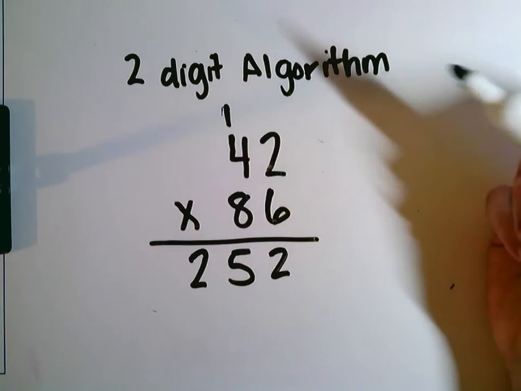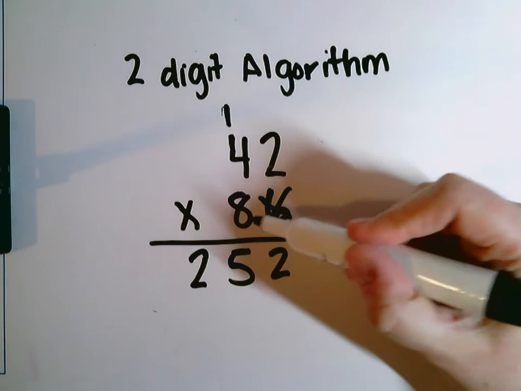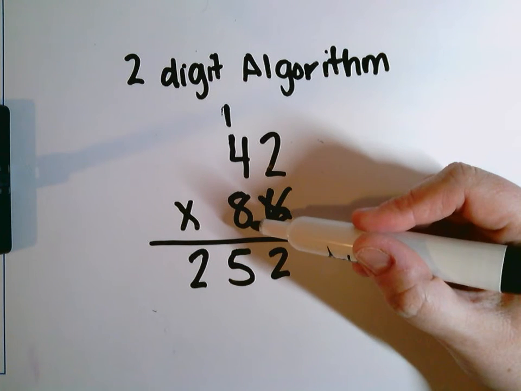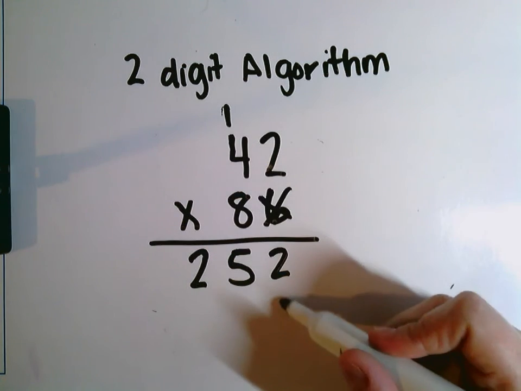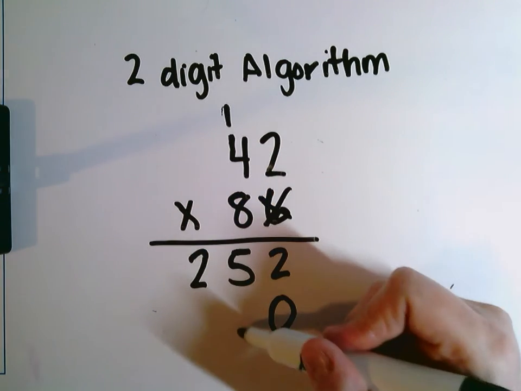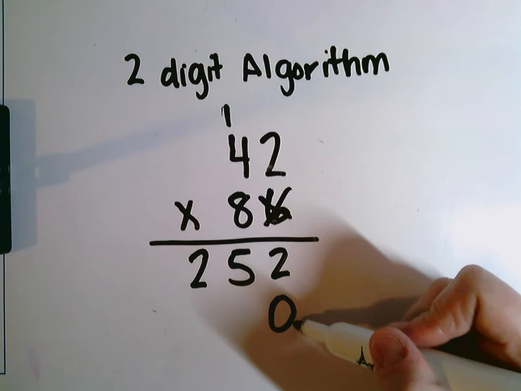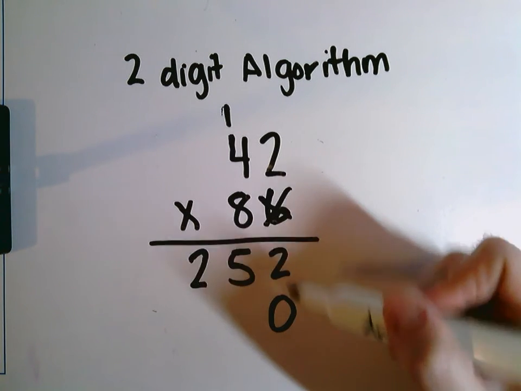Now I'm done with that 6. I'm going to multiply everything by the 8 in the tens place. And remember, this 8 in the tens place is really standing for 80. So my answer is going to end in 0. So I put that 0 down. My answer is going to start in my tens place. So I'm going to make sure that when I put my answer down, it's going in the tens and not in the ones. Put my 0 down already.